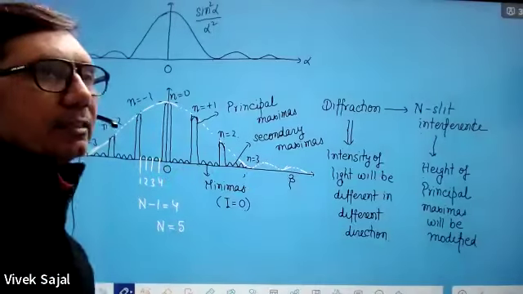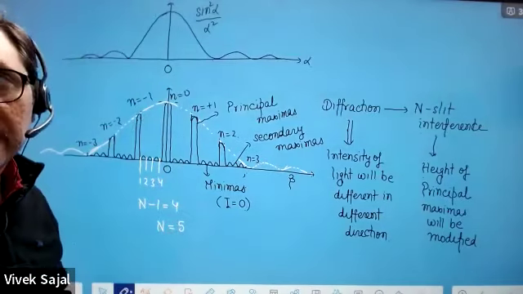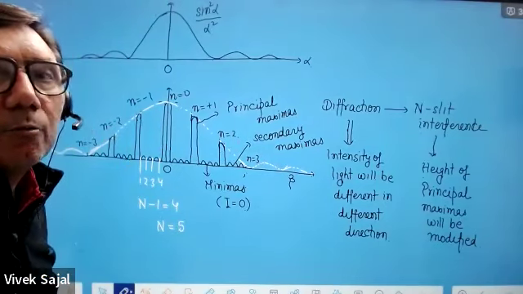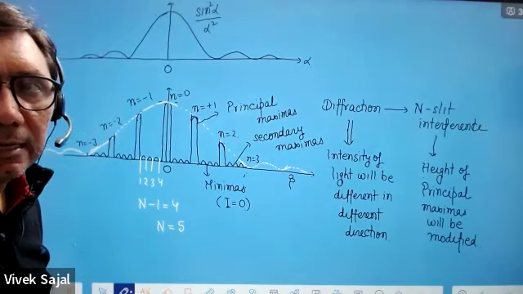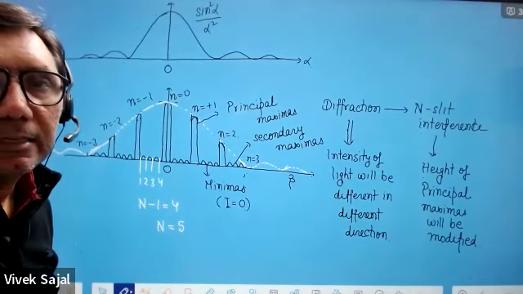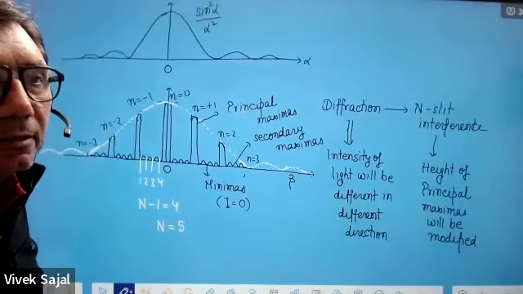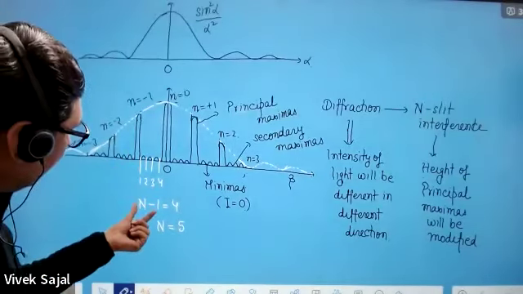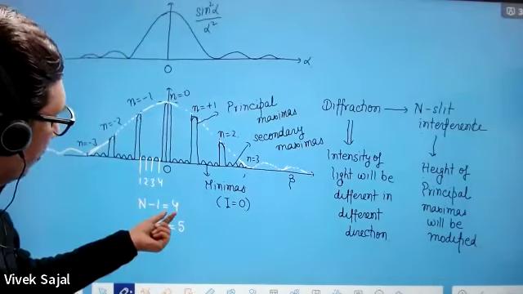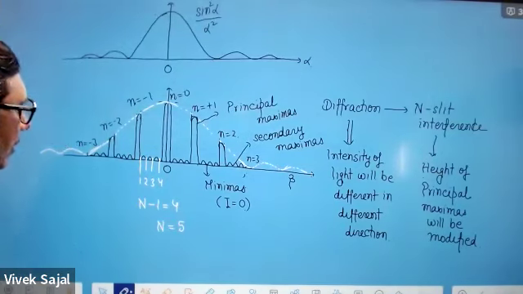So if they provide you this type of pattern, you can always find out the number of slits. Okay? In the exam, they can create this type of question. This type of pattern will be there, and they will ask how many total slits this grating is having. So just count these minimas in between two principal maximas, and that will be n minus 1. Here four minimas are there, so n will be equal to 5.